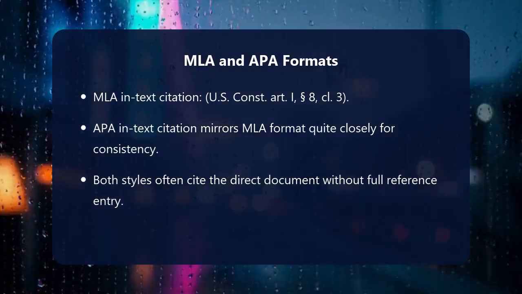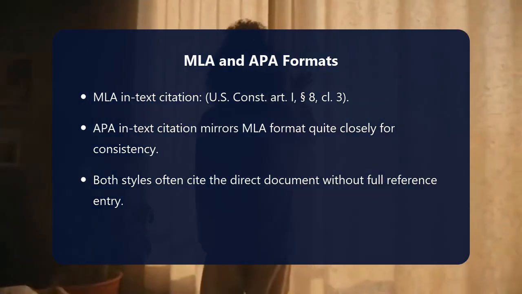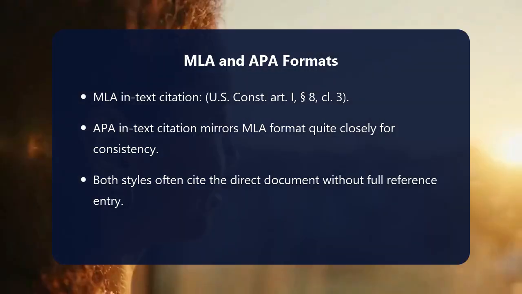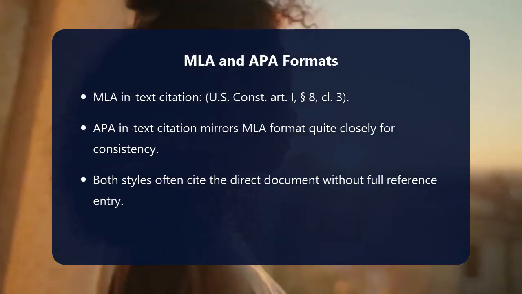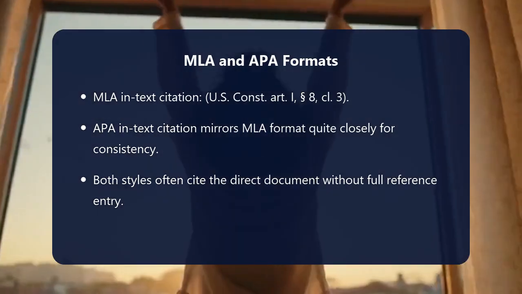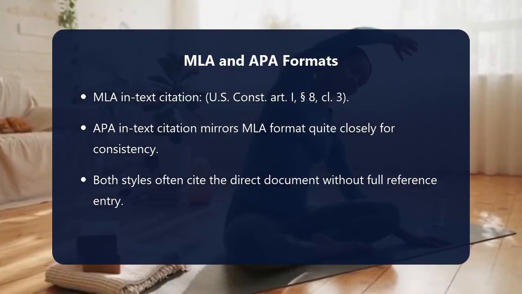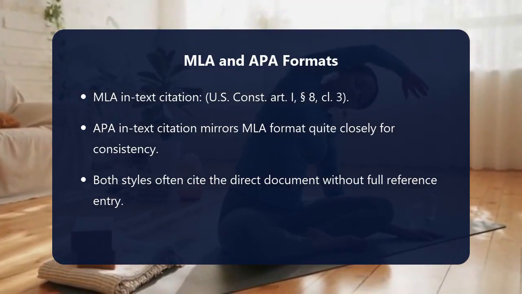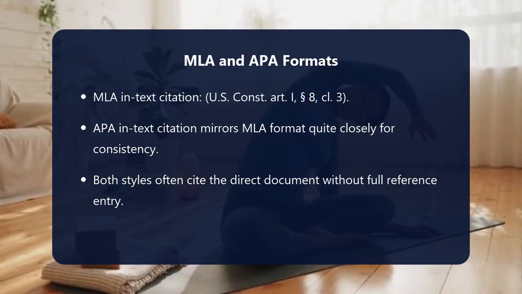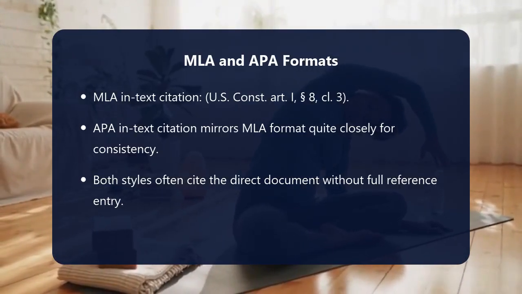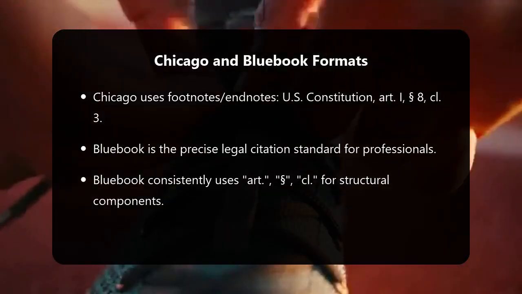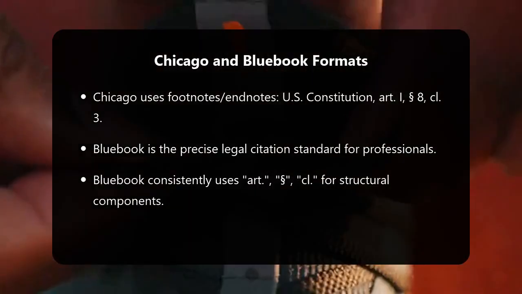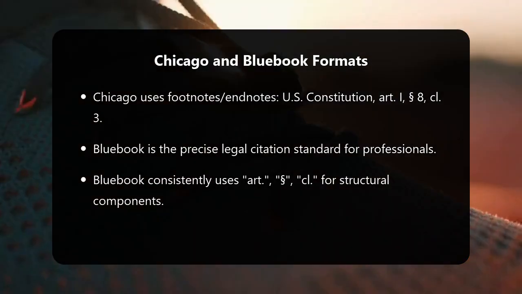Moving to the social sciences, APA, American Psychological Association, style also emphasizes clarity. An in-text citation in APA mirrors MLA quite closely: U.S. Const. Art. I, Section 8, Cl. 3. For the reference list, direct legal documents are often cited directly without a full entry if they are widely available and unpaginated, much like a classical work. However, some instructors might prefer a slightly more formal entry such as U.S. Const. Art. I, Section 8, Cl. 3. Again, consistency with your institution's guidelines is key.